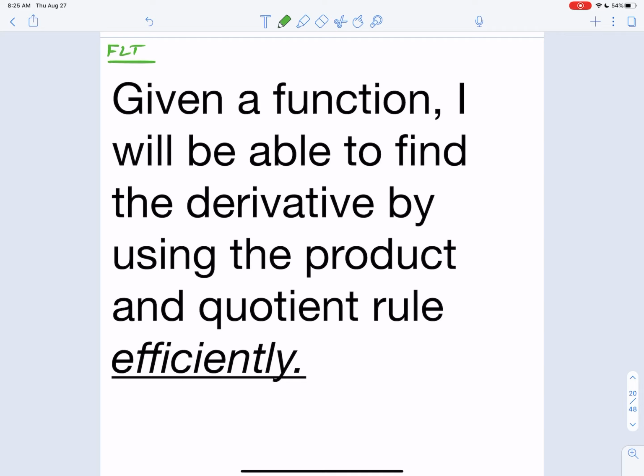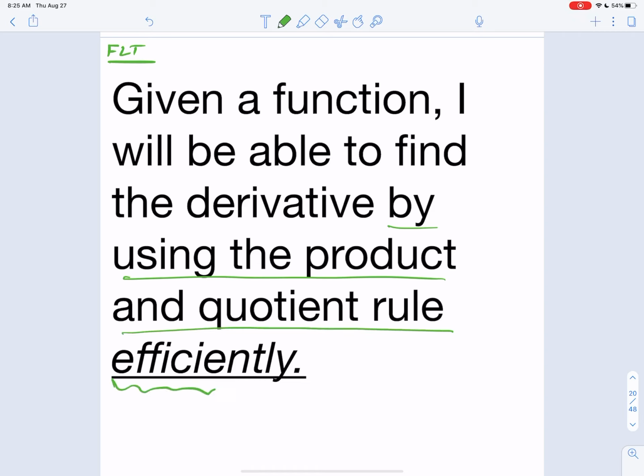So given a function here, I will be able to find the derivative just like last time, but now it's by using the product rule and quotient rule efficiently. More about the efficient part later, okay? So you're walking away with this. You want to know how to apply the product rule, whatever that is, and the quotient rule, whatever that is, but also efficiently. So kind of along the lines of, when you guys were dealing with solving quadratic equations way back in the day, all right?